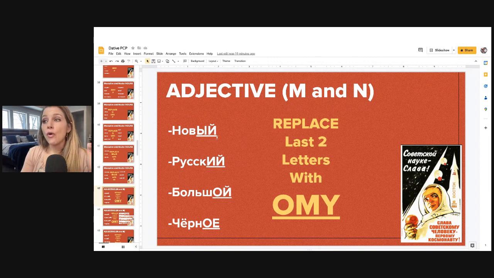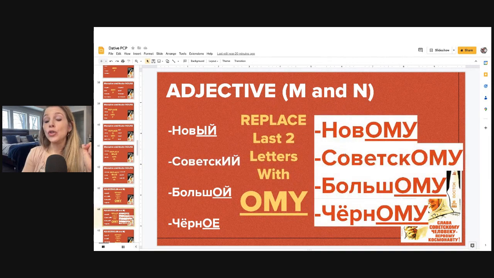So we have something like новый, русский, большой, черное. And we're going to replace those last 2 underlined letters with ому. And it's going to come out the other side. Start testing yourself right now. Pause the video if you need to see if you get this correct. So it's going to come out the other side as новому, советскому, большому, черному. Okay, so notice большому, the stress was on this syllable, and that's because in the original of the adjective, the stress is on the final syllable as well. So we keep it on the o, even in the dative ending. So большой goes to большому.